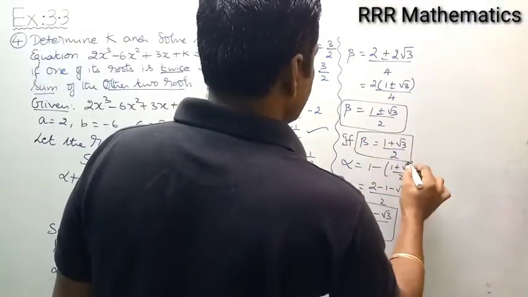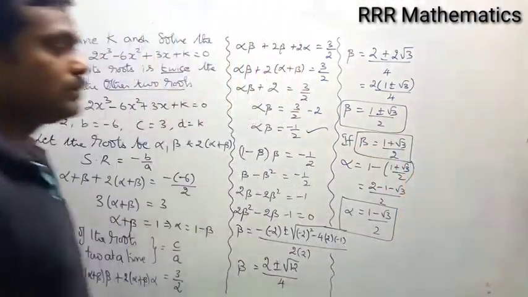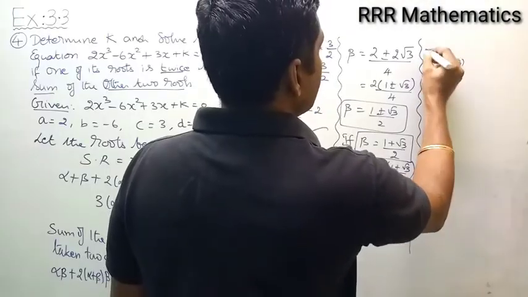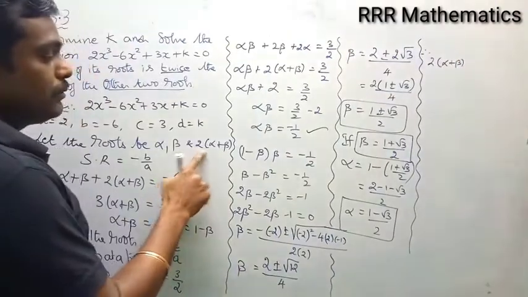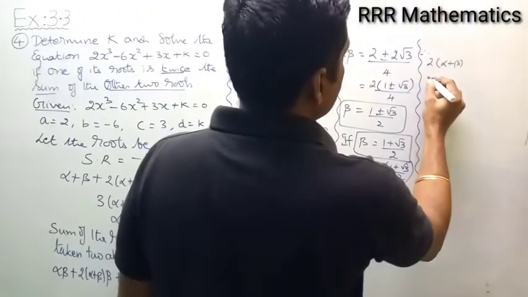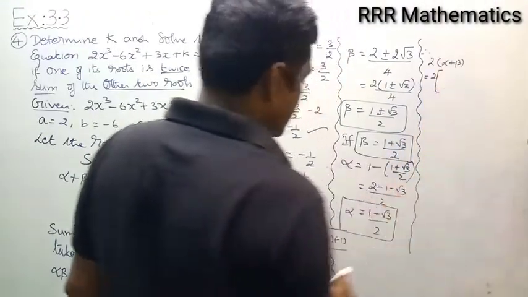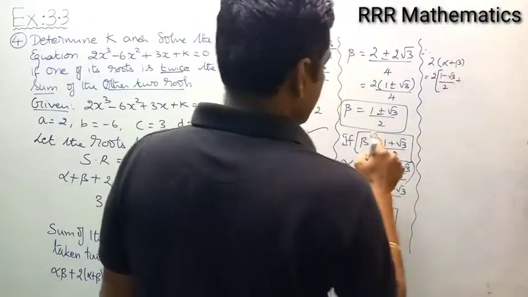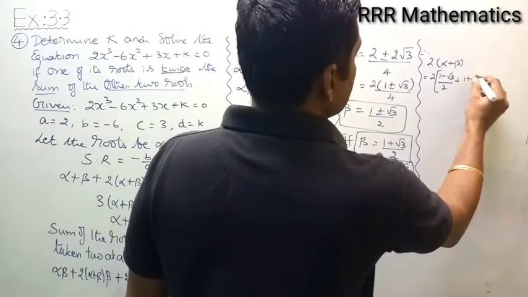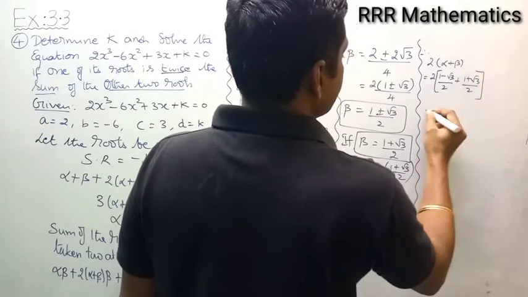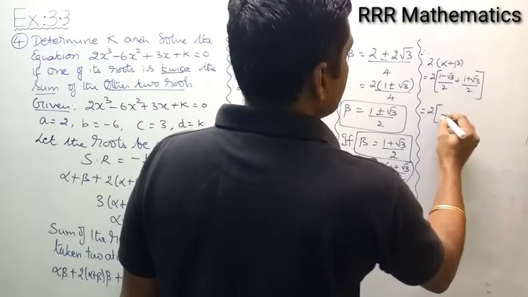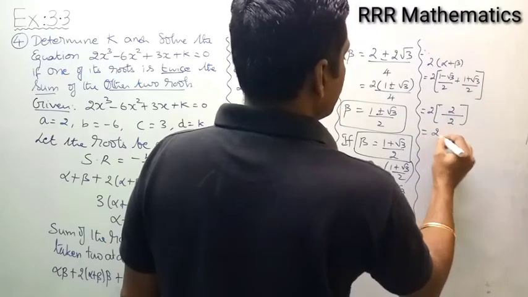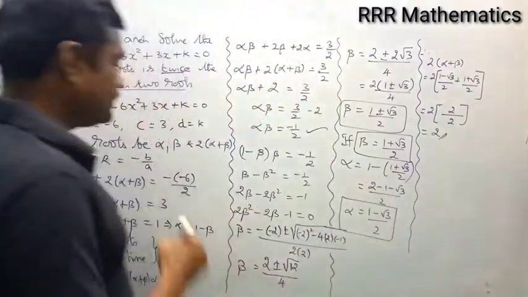And if we choose beta as 1 plus root 3 by 2, the third root, 2 times alpha plus beta, is equal to 2 times alpha plus beta, 1 minus root 3 by 2 plus 1 plus root 3 by 2. It will be 2 LCM, root 3 cancel by 2. So we are getting the third root as 2.